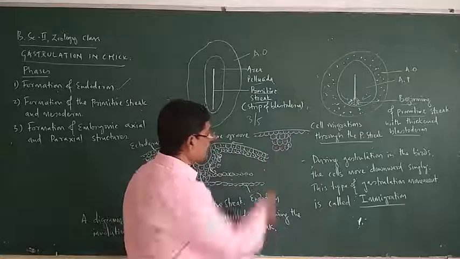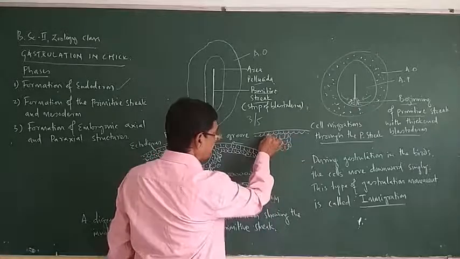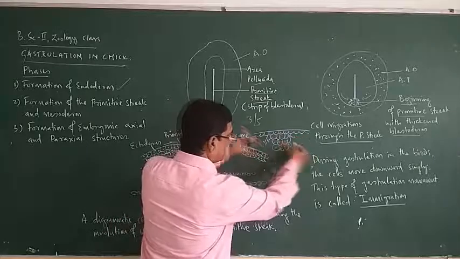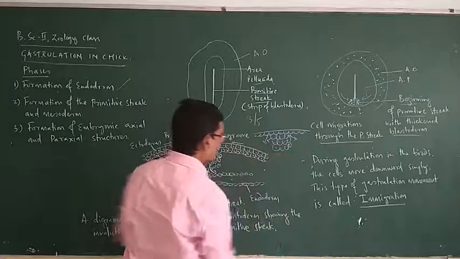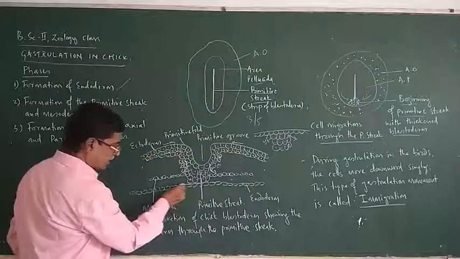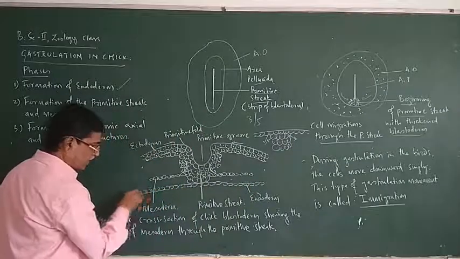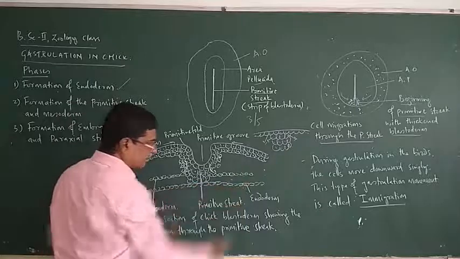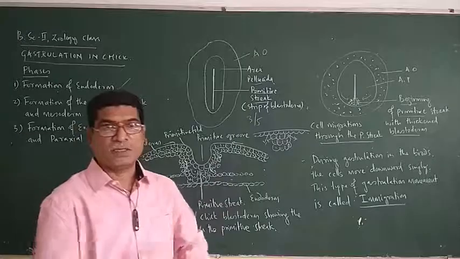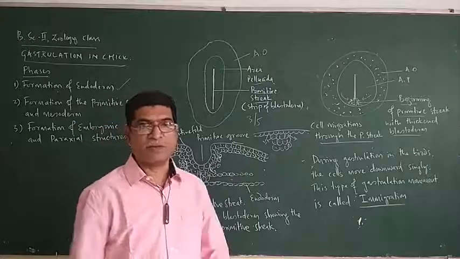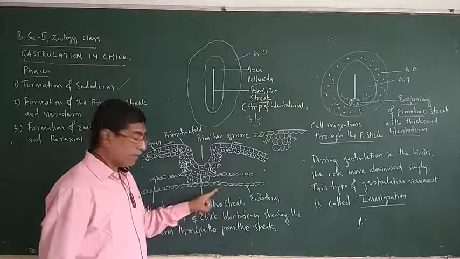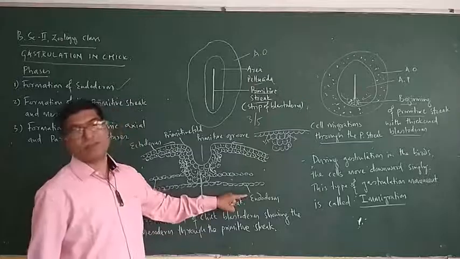Now what happens? Gradually, cells on this side separate and move downward towards the hypoblast. Towards what? Hypoblast. What is this? Hypoblast. We already discussed the formation of hypoblast; for its formation, several theories are put forth by different people. But the hypoblast is going to be developed into endoderm.